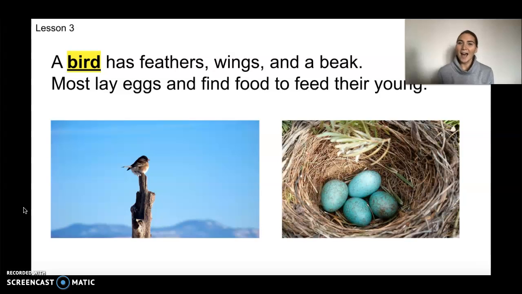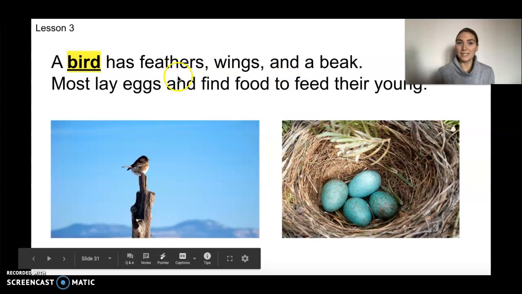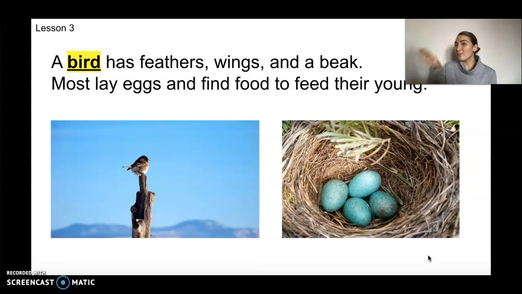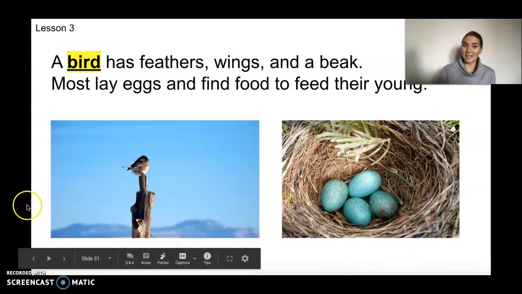So friends, how are birds and mammals the same? And how are they different? We notice that mammals had fur, but birds have feathers. Birds also lay eggs instead of having live babies. Birds go and find food to give to their babies, while mammals can feed their babies.